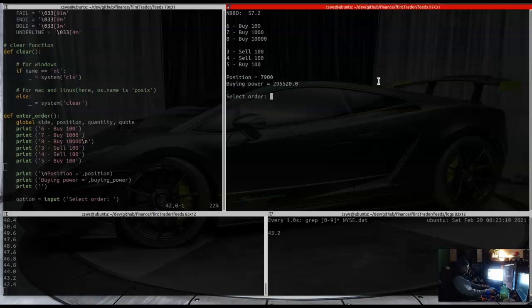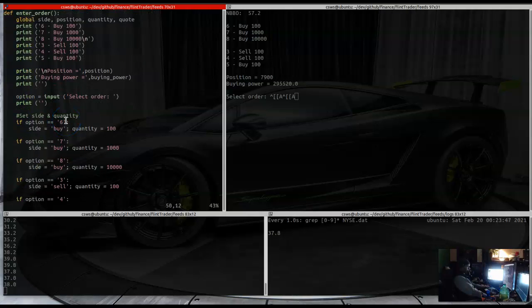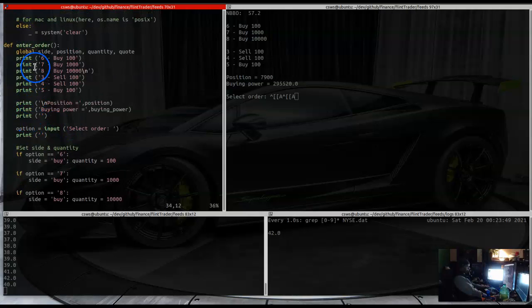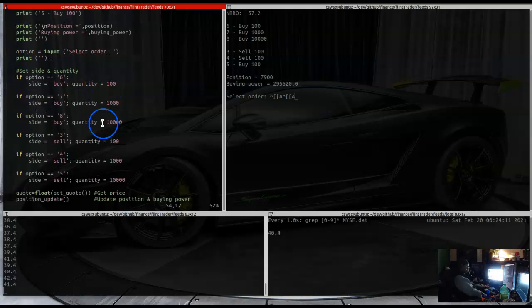295,000 buying power. Okay, dropping down again. All right, so this is just a clear screen function up here. And then this is the enter order that generates the menu that you see. I have a couple global variables that we're going to use in various functions. And these are the options, buy and sell.